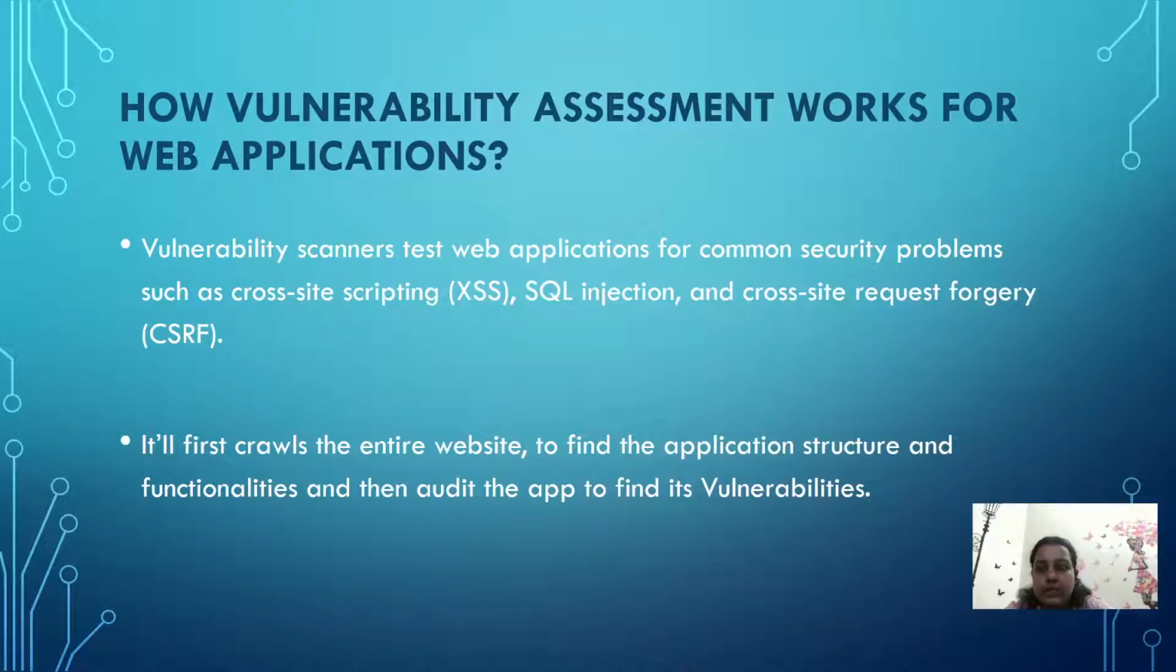And how does vulnerability assessment work for web applications? We have different tools for vulnerability scanning. The scanning tools normally test web applications for common security issues, like previously detected web application security issues such as cross-site scripting, SQL injection, cross-site request forgery, clear text password issues, malicious file upload, session hijacking, or cache issues. All these known vulnerability issues will be tested to see whether they exist in your web application or not. That will be tested during the scanning phase. Scanning tools normally crawl the entire website to find the functionalities and application structure, then audit the application to find the vulnerabilities and finally generate a report.